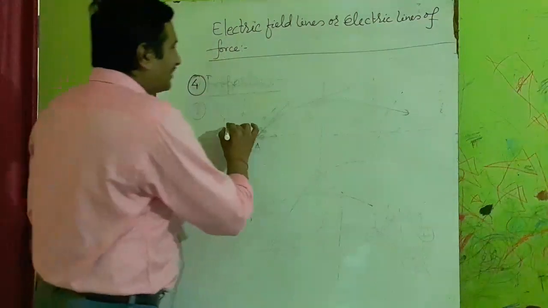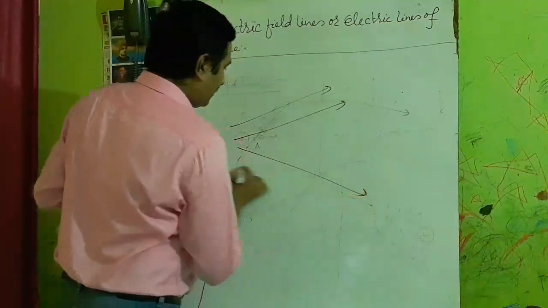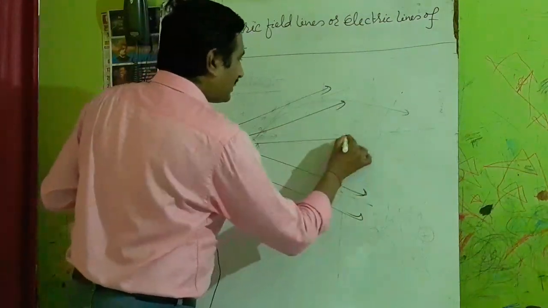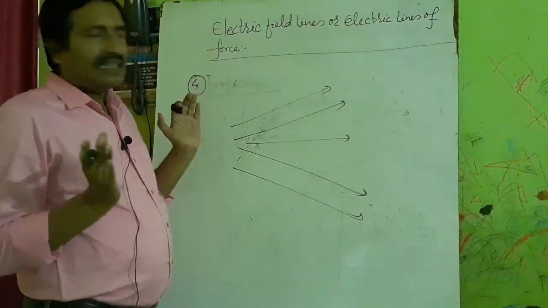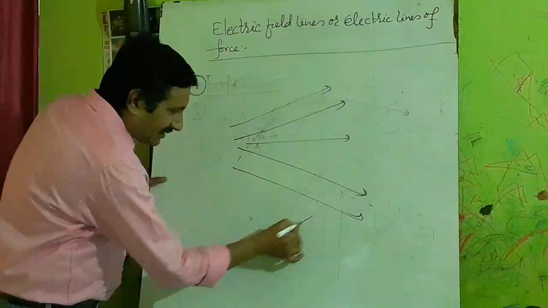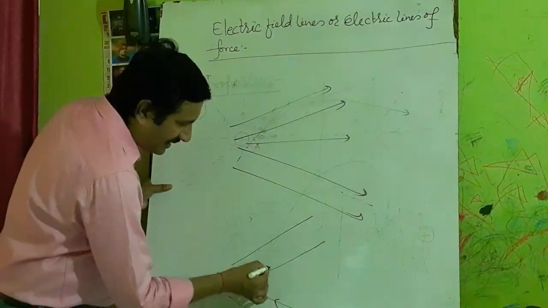Suppose the electric field lines are like this. What does it mean? The electric field lines are diverging. Electric field lines can be converging like this.